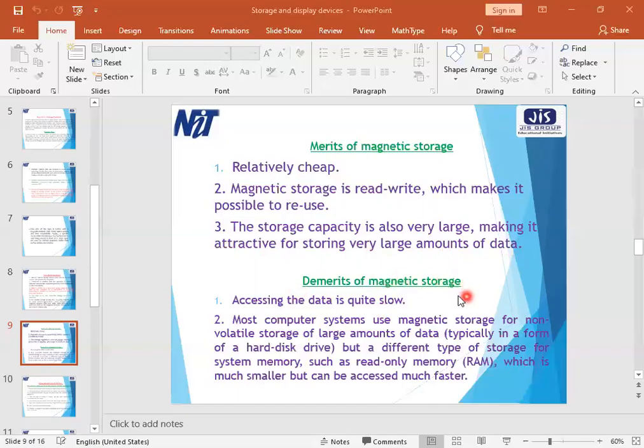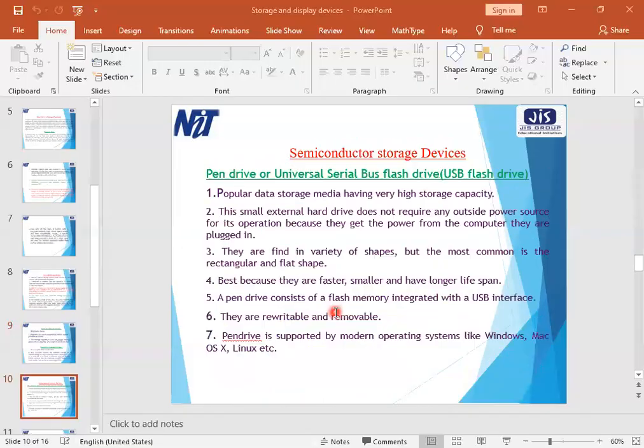Demerits of magnetic storage. The accessing of data is quite slow. Most computer systems use magnetic storage for non-volatile storage, because RAM, the memory, is volatile. So computers use magnetic storage for non-volatile storage of large amounts of data in the hard disk, but a different type of storage for system memory, such as read-only memory, which is much smaller but can be accessed much faster. So these are the demerits. That means here ROM or RAM can supersede the hard disk.